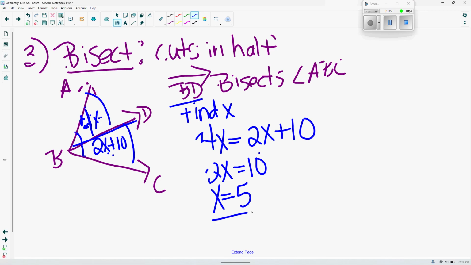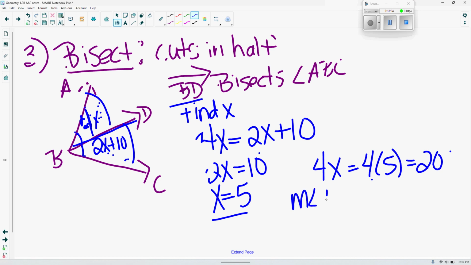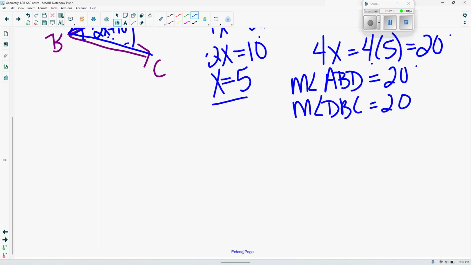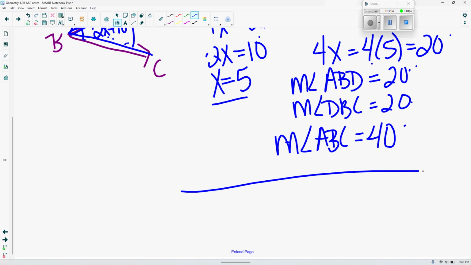Now, it doesn't matter which one of these I plug my x into because they're both the same. So if I plug it into 4x, that's 4 times 5, that tells me that's 20 degrees. So I can now say the measure of angle ABD is 20 degrees. That's this top one. But I can also say the measure of angle DBC, the bottom one, is also 20 degrees. So if I wanted the measure of the great big angle, angle ABC, the angle addition postulate tells me I add those two together and get 40 degrees. That wraps up the angle addition postulate.